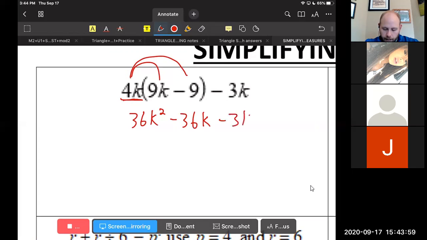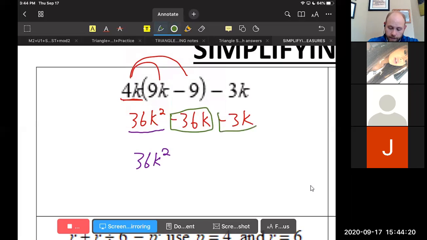And then don't forget to tack on that -3k in the back, because we got to add like terms. So this 36k squared is all on its own because there's no other k squareds, all right? So 36k squared comes down. But then I have a -36k and a -3k, and I can add those together since they're just plain old k's, all right? So -36 minus 3 is -39. And then since we're adding variables of the same nature, you don't change at all. You just change the numbers. So that's it.